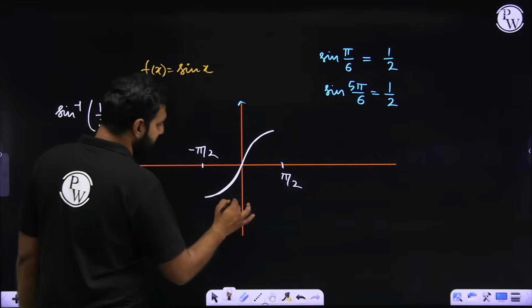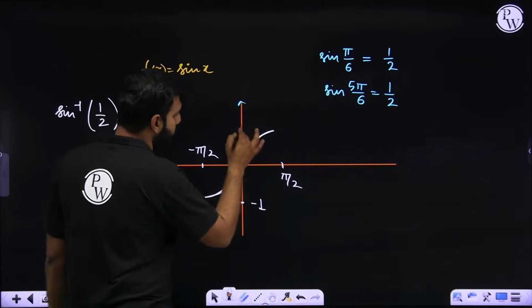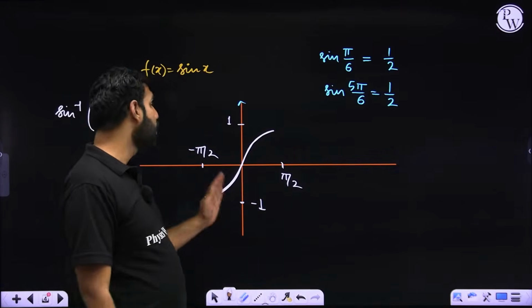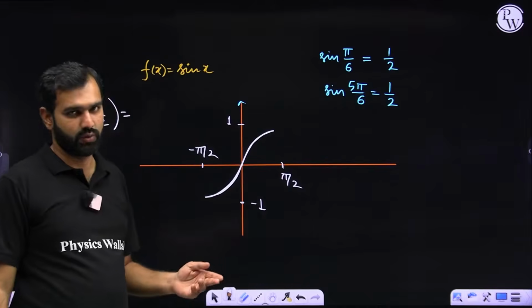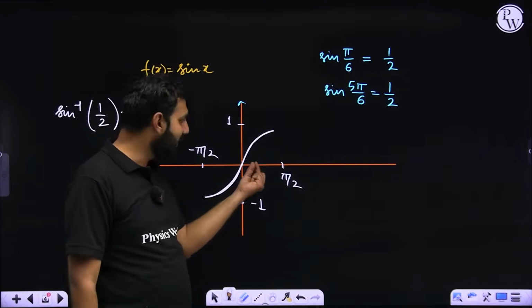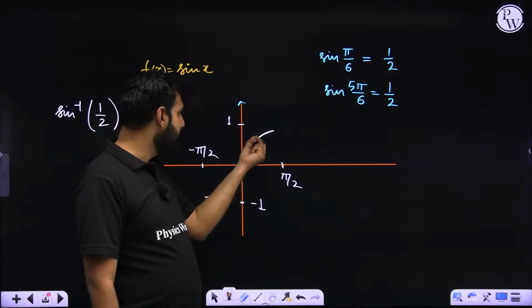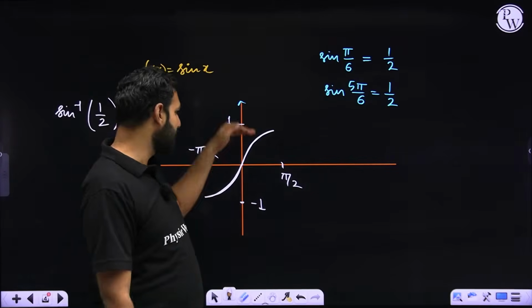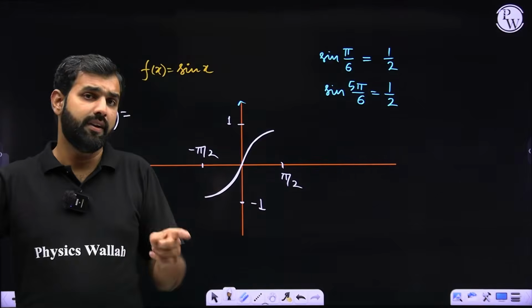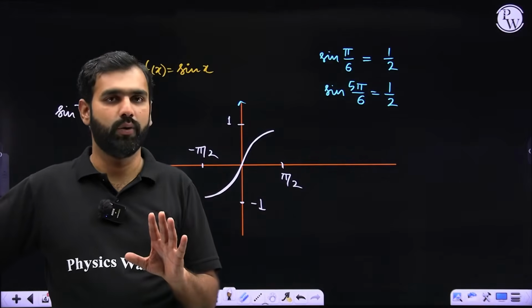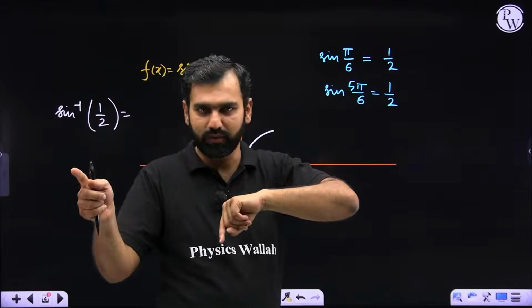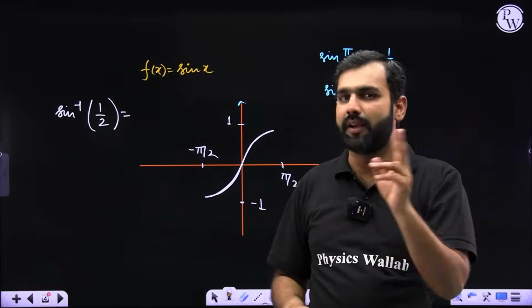Why? Because if I now notice all the values from minus 1 to 1 on the y-axis, they have exactly and only one value corresponding to them on the x-axis. What does it mean? That only one value on the x-axis will be giving me some value on the y-axis, and it is onto now because I have ensured that its range is between minus 1 and 1 only, and its codomain is also from minus 1 to 1 only. So when I take the inverse, the range of the function becomes the domain of the function, and the domain of the function becomes the range of the function.